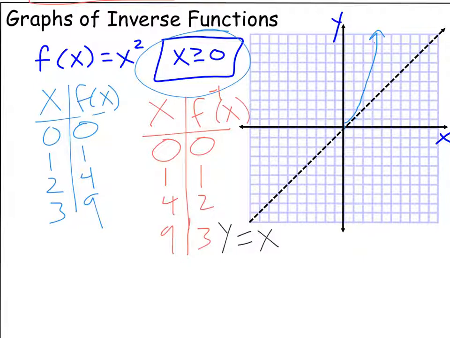9, 3. Remember what I've been saying all along. The same 2 points get paired together, they switch places. What was an x value is now a y value. What was a y value is now an x value. There's 0, 0, 1, 1, 4, 2.